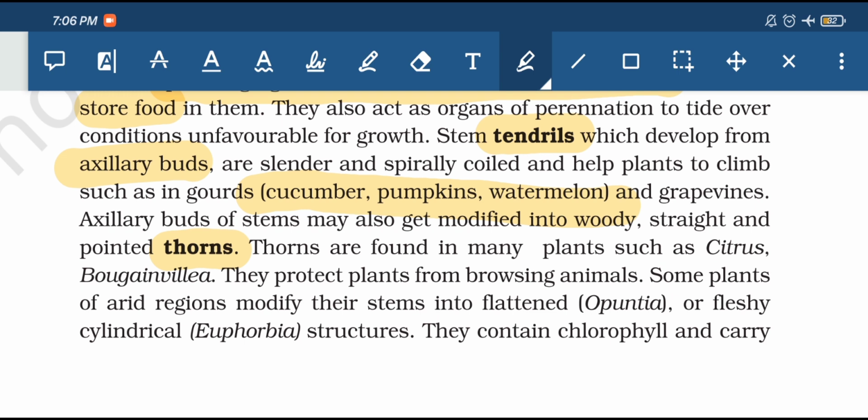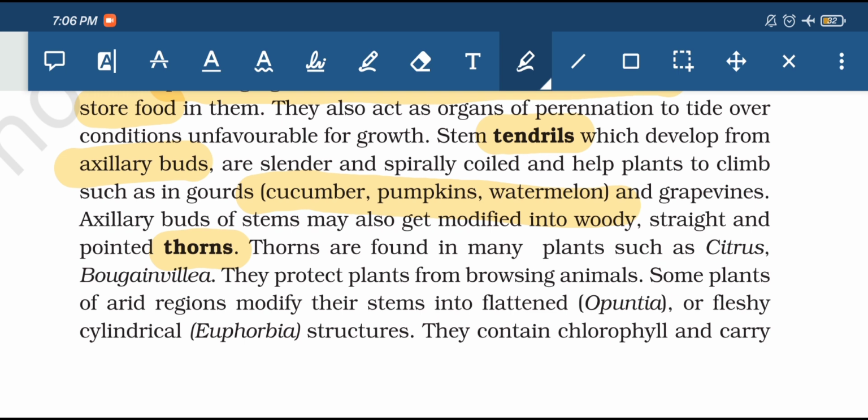So about thorns, the example is citrus and bougainvillea. Citrus fruits like lemon. The lemon plant has thorns, and bougainvillea also has thorns. So thorns are for protection from browsing animals like cattle, the cow, the goat, which eat the plants. So for protection they have thorns, and thorn is a modification of stem.